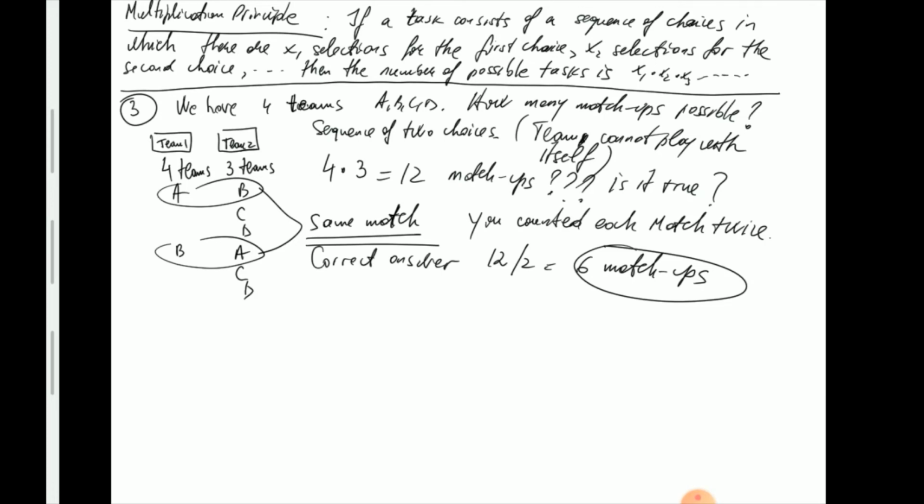By the way, in case you're not convinced, all the matchups possible are AB, AC, AD, BC, BD, CD. These are all possible matchups between 4 teams.